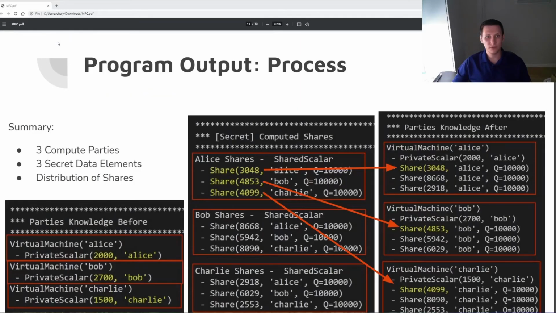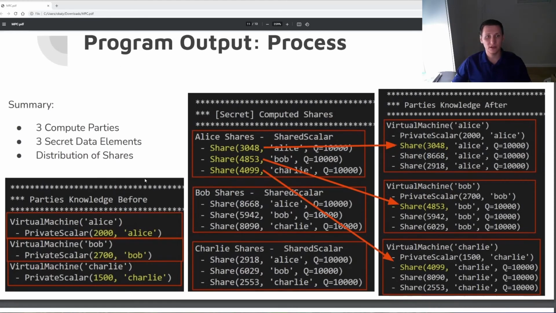So here's the output of the process. Just to highlight, we have 3 computing parties, we have 3 data secrets, and then we have distribution of shares among those 3 parties, and a shared output in the next slide. So initially, the parties know nothing but their own secret value. So we can see Alice knows her secret, which is private data. Charlie sees his, and Bob sees his.